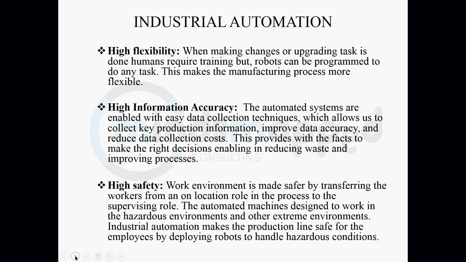Then high information accuracy. The automated systems are enabled with easy data collection techniques, which allow us to collect key production information, improve data accuracy, and reduce data collection costs. This provides us with a basis to make the right decisions, reducing waste and improving processes. Can anybody give me an example of this?